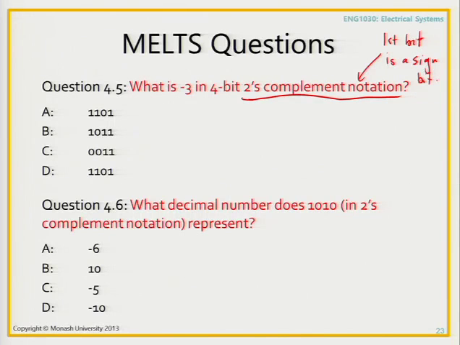So the process to find what negative 3 is, you would find out what 3 is, and then you would take the 2's complement to figure out what negative 3 is. Yep, question?